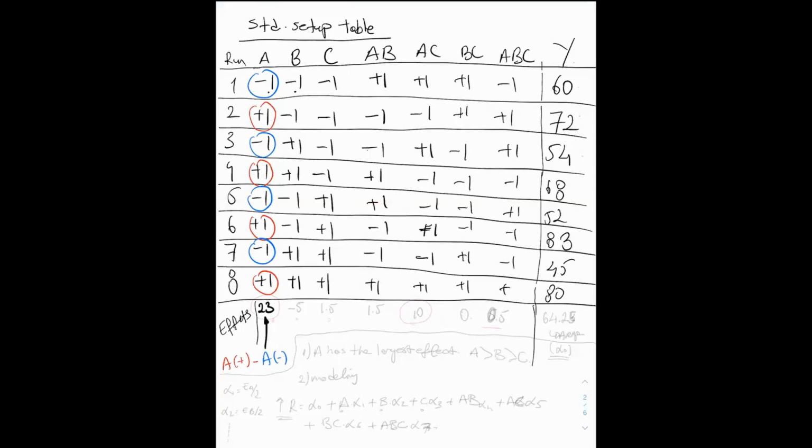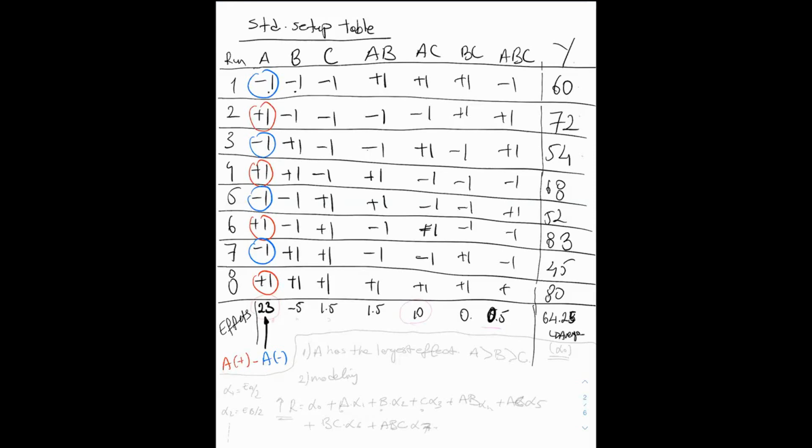If I do the same thing for A, if I do the same thing for B, C, A, B, and so on, I'll find that this will be minus 5, 1.5, 1.5, 10, 0, and 0.5. My average is going to be 64.25. Okay, that will be the average.